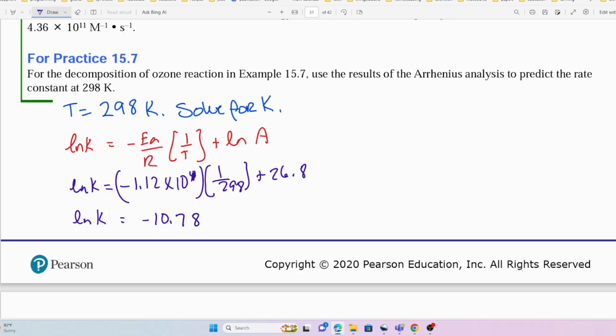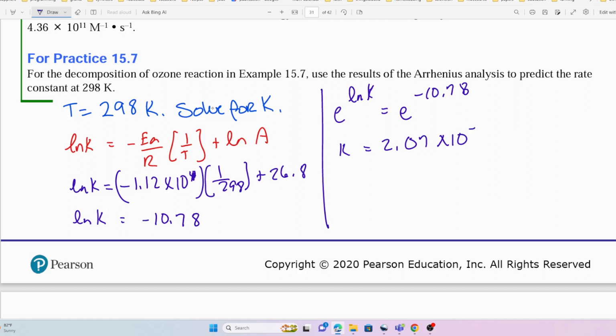So I'll just move everything over here. So e to the ln of k is equal to e to the negative 10.78. And now we have k is equal to 2.07 times 10 to the negative 5th.